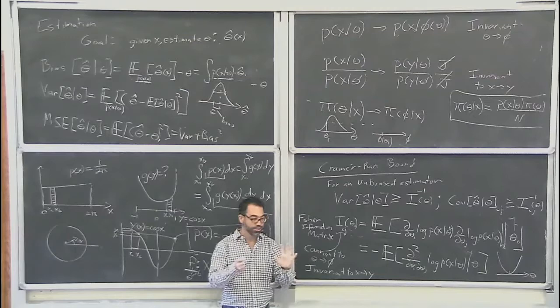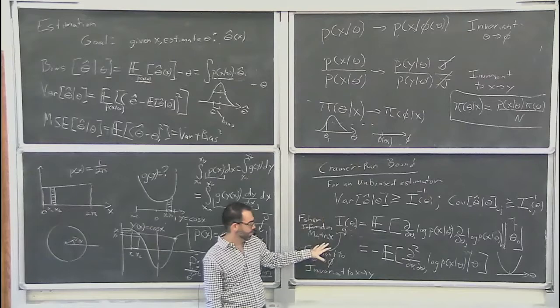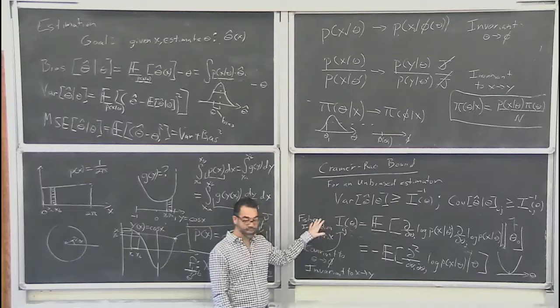So there's a whole topic about the differential geometry of statistical manifolds, and that's called information geometry. And it's a really pretty beautiful theory.